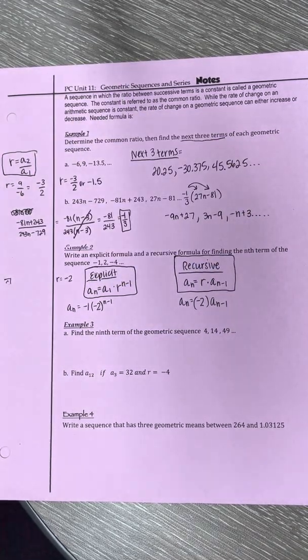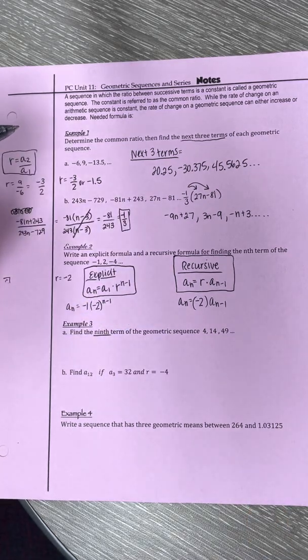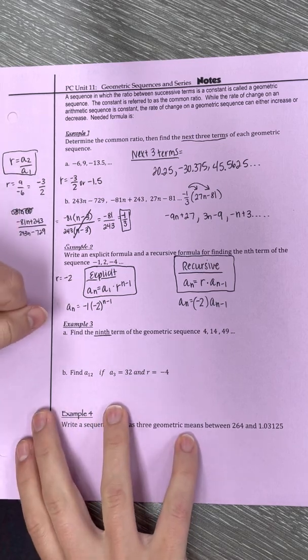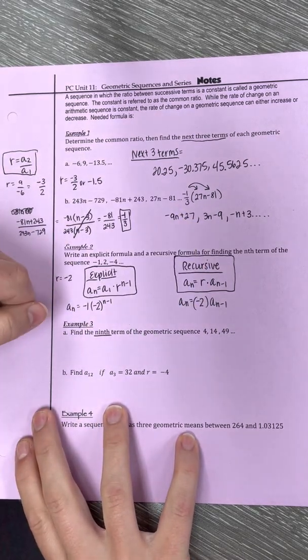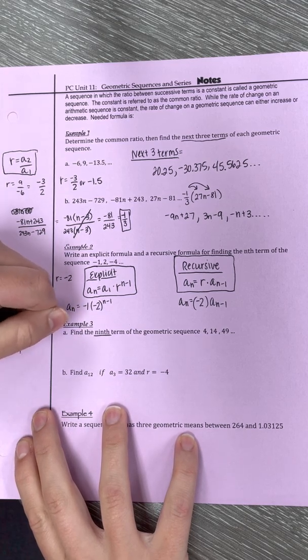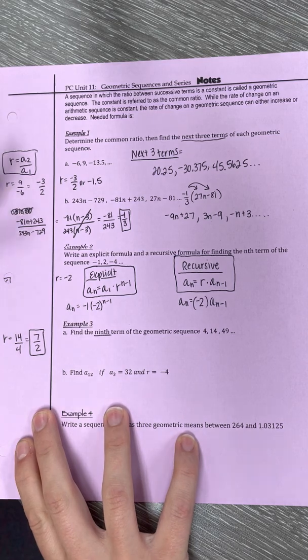All right, let's move on to example 3. Find the 9th term of the geometric sequence. First thing we have to do is find R. R is 14 over 4, which is 7 over 2. You can leave it as 7 over 2, or you can write it as 3.5. It's totally up to you.